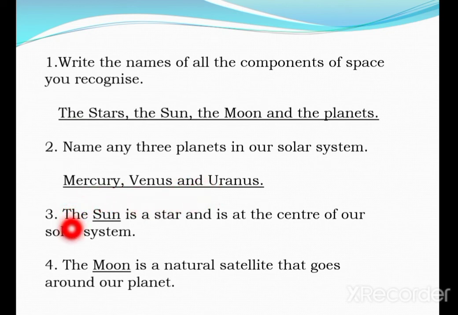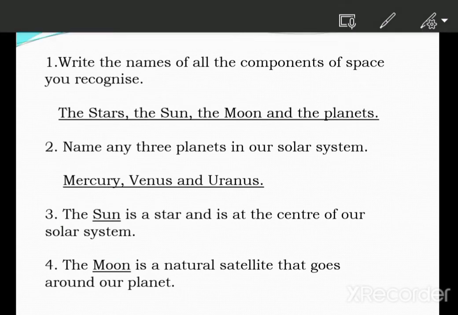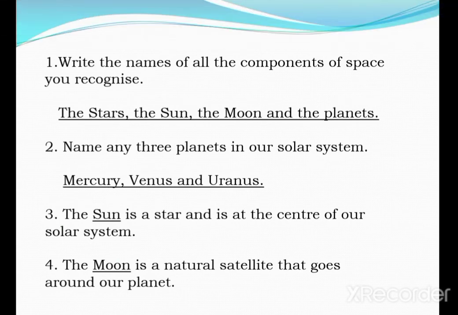Third question. The dash is a star and is at the center of our solar system. Yes, it's the sun. The sun is a star and is at the center of our solar system. The last one. The dash is a natural satellite that goes around our planet. The moon. The moon is a natural satellite that goes around our planet.